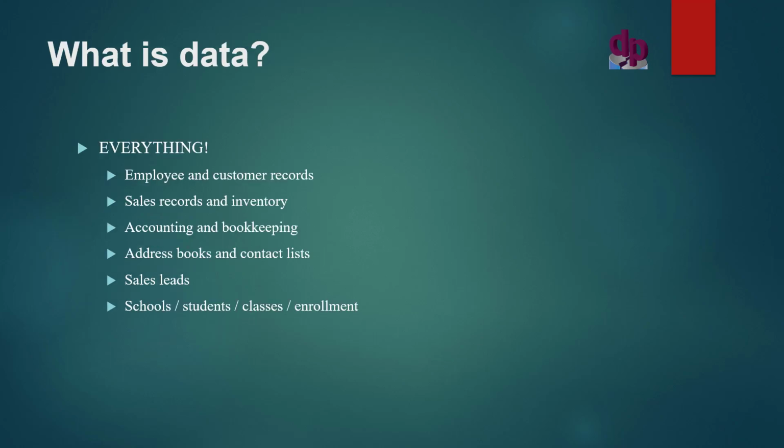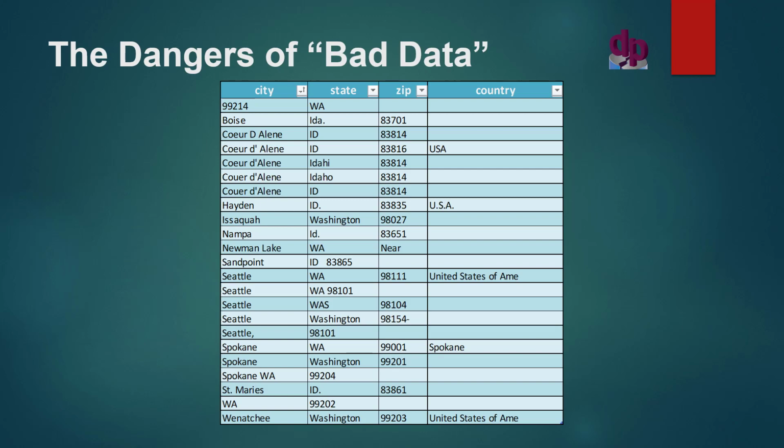So what is data? Well, everything is data. If you have a business, you're dealing with data. Now that could be employee and customer records, sales records, inventory, accounting, bookkeeping, address books, contact lists, sales leads. Data is everywhere. If you have a business or if you don't have a business, you're dealing with data. Your monthly household budget can be represented in a database. So it's just everywhere. You're probably familiar with spreadsheets.